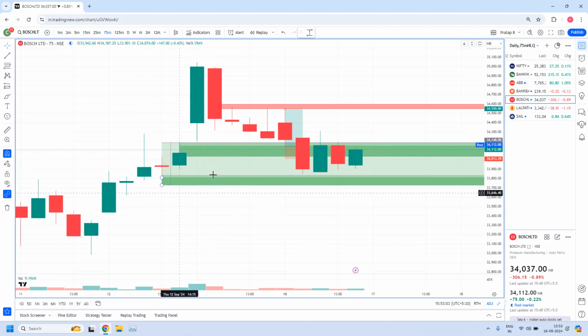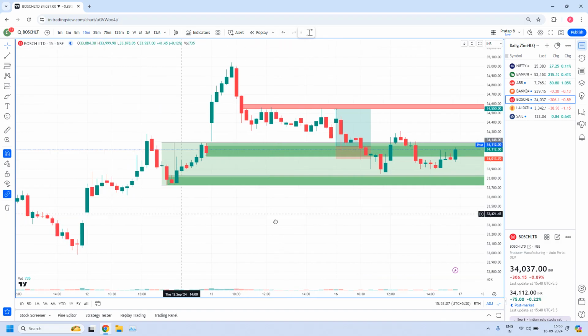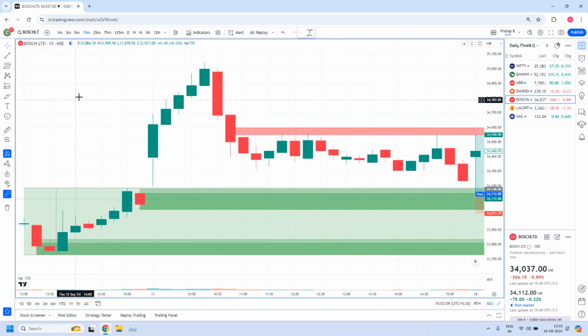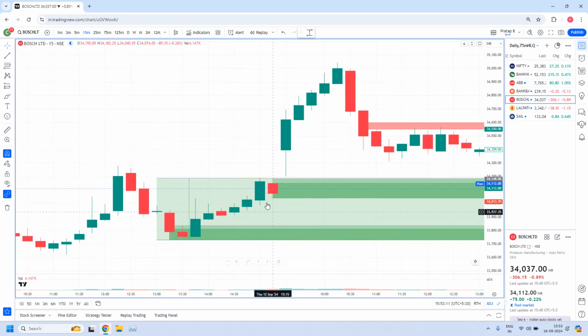This 75 minutes zone we fine tuned with the 15 minutes time frame. In the 15 minutes time frame, we identified 2 zones. One is a rally base rally with a hidden body, and then again you have a drop base rally. These are the 2 15 minute zones we identified. Again we fine tuned these zones with the 5 minutes time frame.